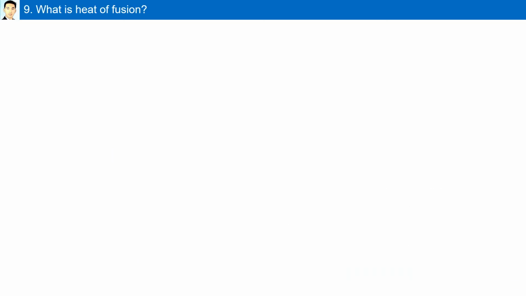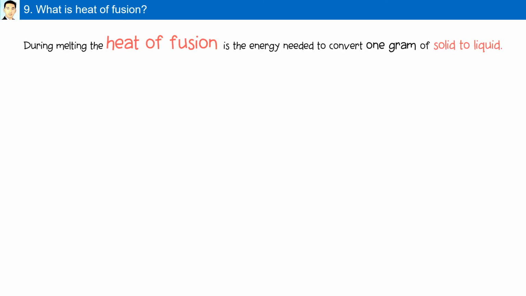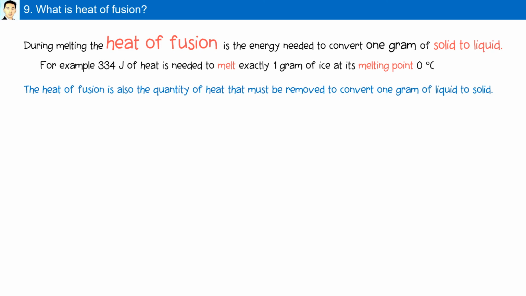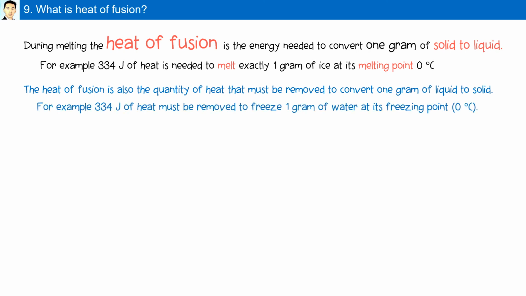What is heat of fusion? During melting, the heat of fusion is the energy needed to convert 1 gram of solid to liquid. For example, 334 joules of heat is needed to melt exactly 1 gram of ice at its melting point, 0 degrees Celsius. The heat of fusion is also the quantity of heat that must be removed to convert 1 gram of liquid to a solid. For example, 334 joules of heat must be removed to freeze 1 gram of water at its freezing point.